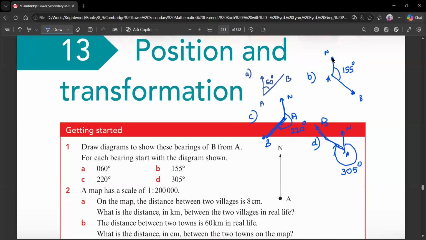And next one. Bearing is always measured starting from the north, and should be measured clockwise, not anti-clockwise. That means the right side. You have to measure clockwise, in the right direction. It is always written with three digits. Even if it's a two-digit number, you should write it with three digits, like here. So bearing is always taken like this.